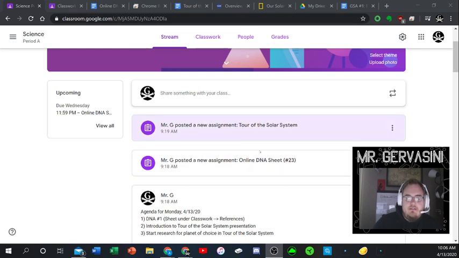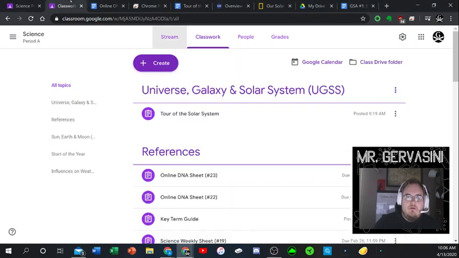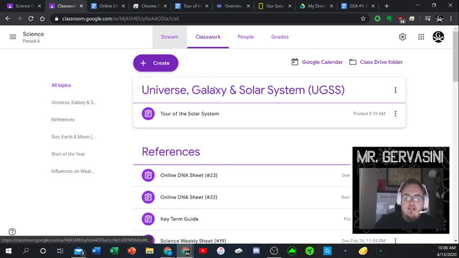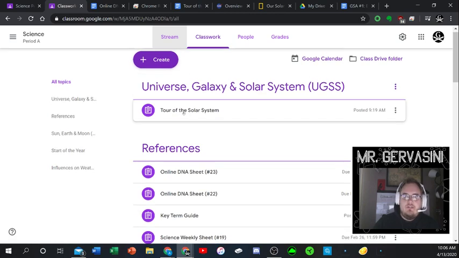So you can click on these two postings here in Classroom. They're automatic when I post something, or you can just remember where things are under classwork, top tab, new section: universe, galaxy, and the solar system. I'm not going to call it UGSS all the time, but just know if you see UGSS, I'm just writing that instead of this whole long thing out. To where the solar system is the first thing there.